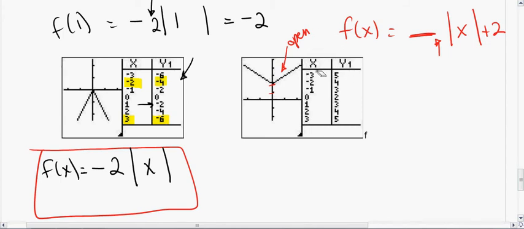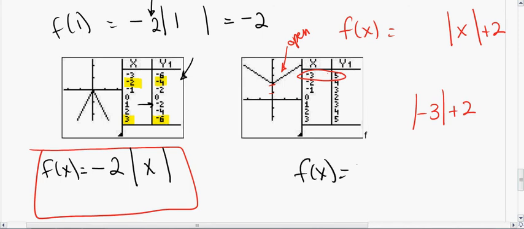Let's try one more. Let's try this one up here. Negative 3. So if I plug negative 3 in, the absolute value of negative 3 is a positive 3. Positive 3 plus 2 is 5. I don't need this at all. So I'm not going to need anything in front of my absolute value function. All I'm going to need to do is to add 2. So here's the answer. F of x equals the absolute value of x plus 2. Done.